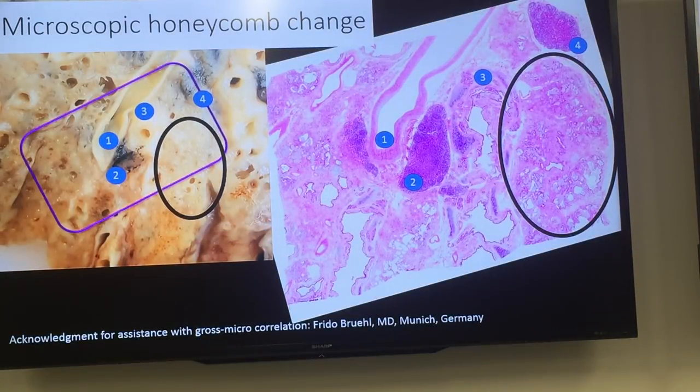Here are beautiful pictures that Frido took when he was an observer here a couple of years ago. And this shows you, see that oval circle on the gross? You don't see any honeycombing in there, right, on the gross? But now look at the microscopic. There is microscopic honeycomb change in that area. It just shows you beautifully, in exactly the same area, that you can have grossly non-visible changes that look just like fibrosis, but on the microscopic, they are honeycomb change.